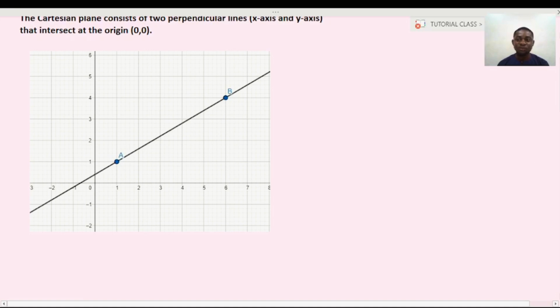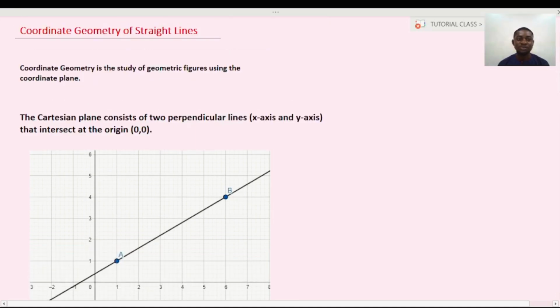The concept of coordinate geometry. Coordinate geometry basically deals with the study of geometrical figures using the coordinate plane. When we are referring to the plane here, we are referring to the X and Y axes, which we are familiar with before now, where you have this on your graph. The vertical axis is the one you call the y-axis, while the horizontal axis is the one you call the x-axis.